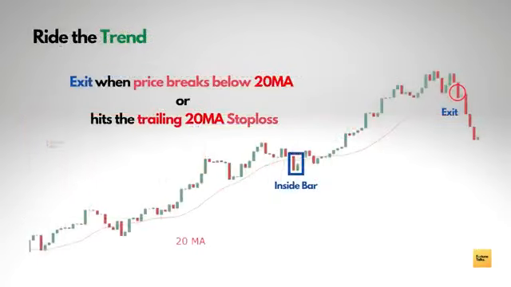Now if you want to ride the trend, then you can trail the stop loss as the market moves in your favor. For example, if you have taken the trend trading approach, you can trail your stop loss using the 20 moving average. And when the price breaks below the 20 moving average, that is when you should exit the market.